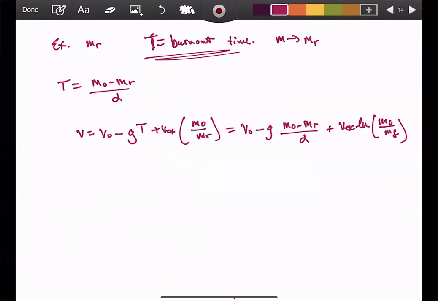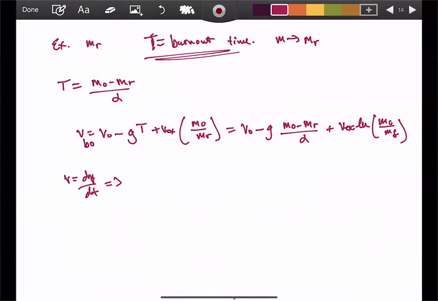Great. So this is my velocity at burnout. Let's call that v burnout. Now what I want is the height at burnout. So first of all, what do we know? We know that v is dy dt.